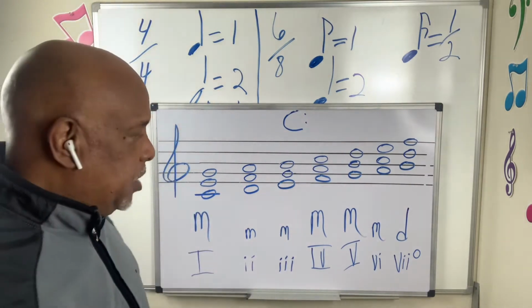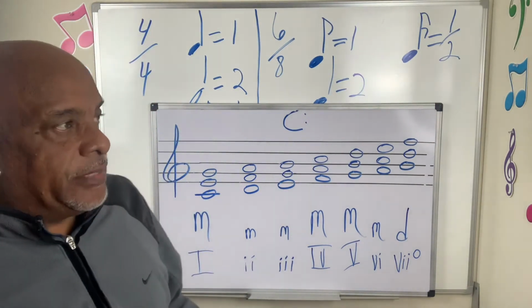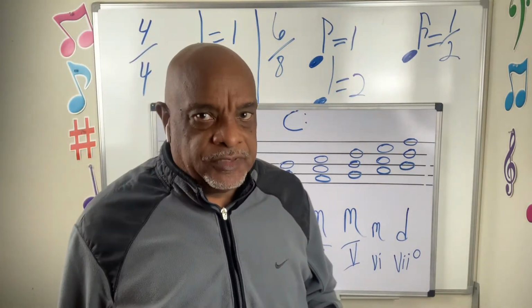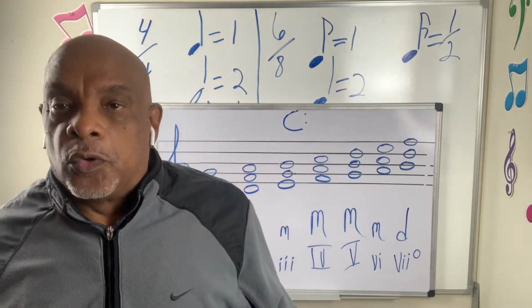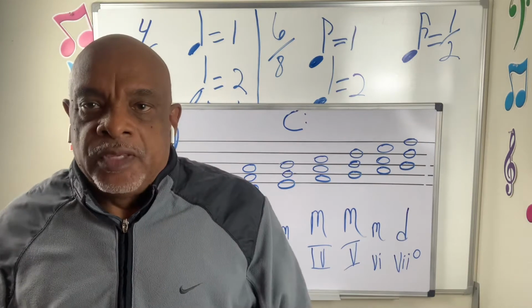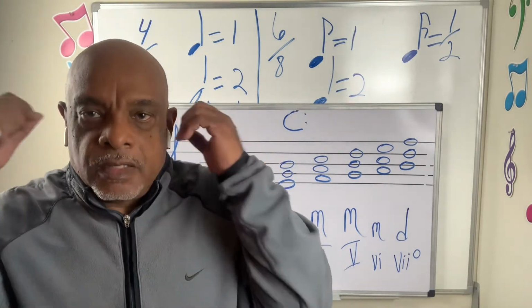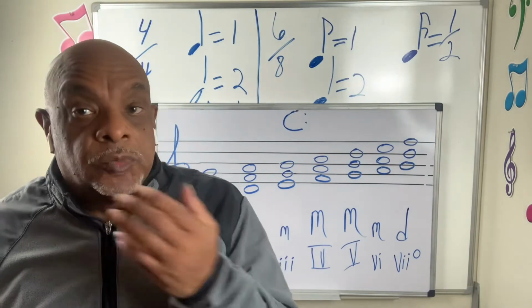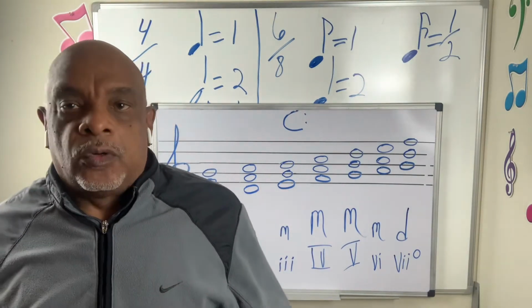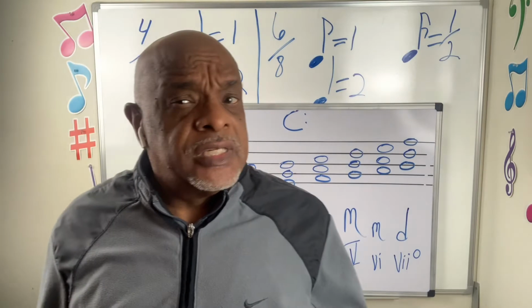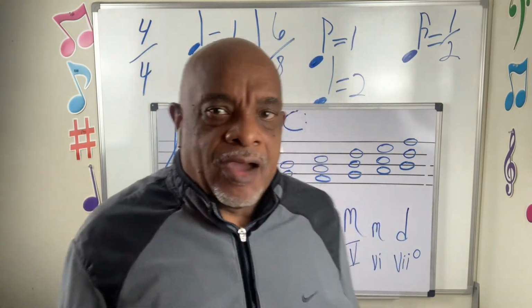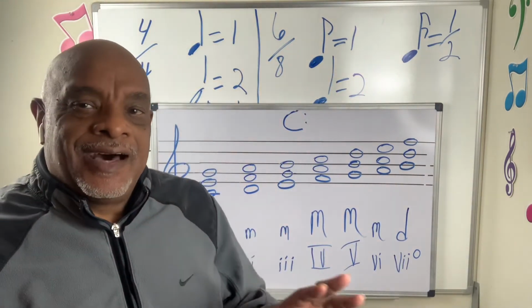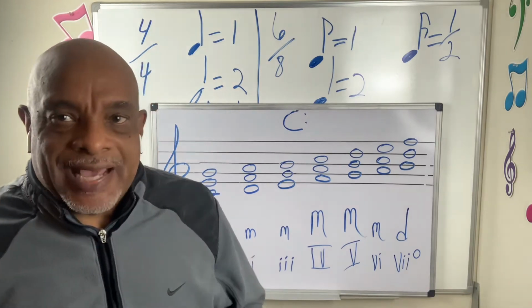Now, what I need you to do is go back to lesson 19, I believe it is, where we go into more detail dealing with diatonic triads or chords. I don't want to take too much time going backwards, so go back into lesson 19 so that you can get a good idea about diatonic chords.